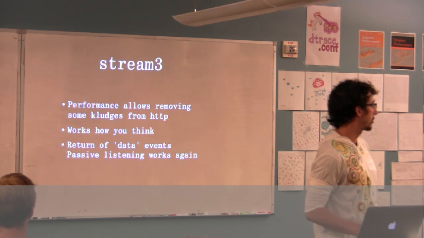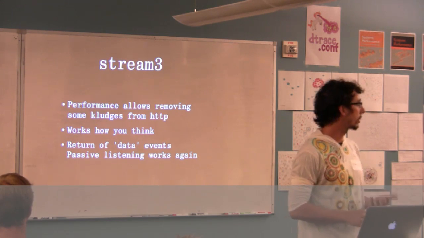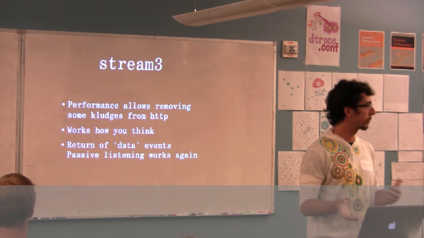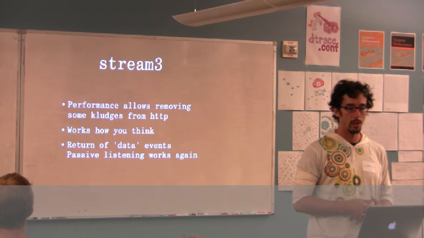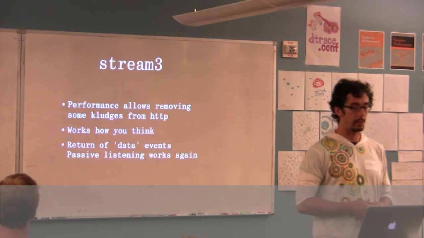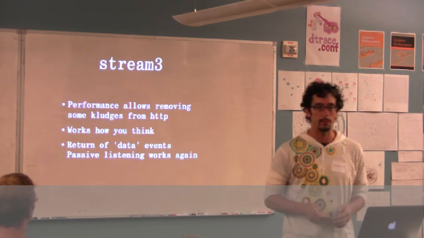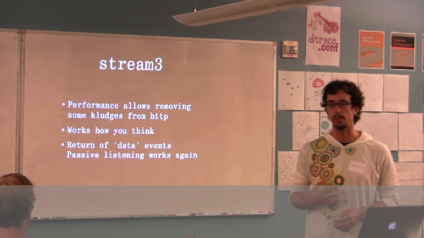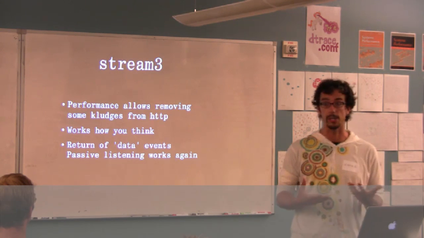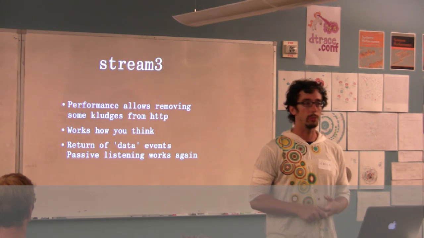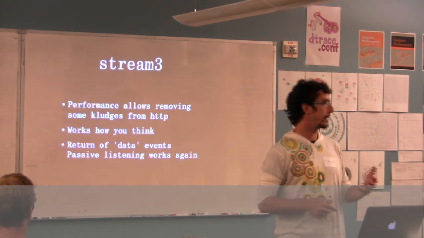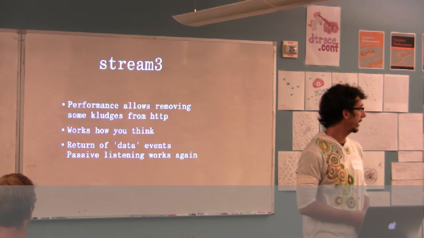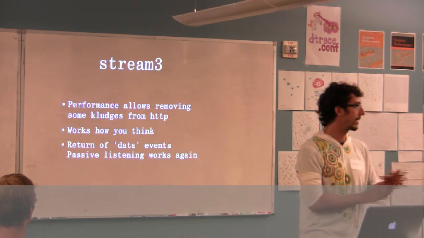Also, in the process of going through this, we were able to focus on some of the performance regressions that had happened in Streams 2. And there's an open pull request right now, but we'll probably get that landed soon, that allows us to remove some of these kludges from the HTTP implementation, which is really nice. If you look at the socket that the HTTP server is interacting with, it's just a normal TCP socket. It's not some jerry-rigged, different thing.